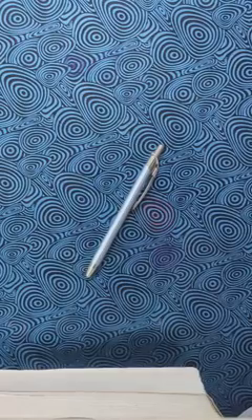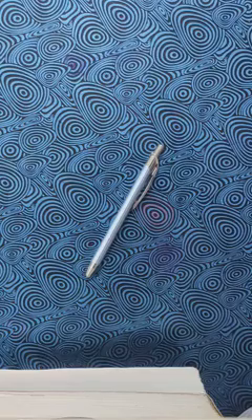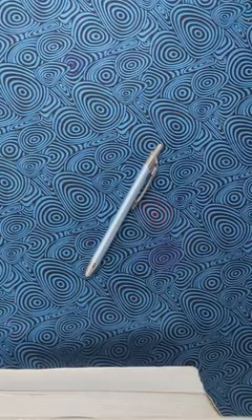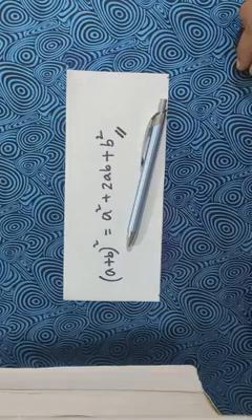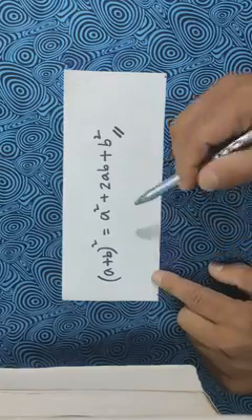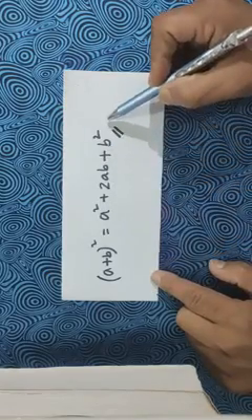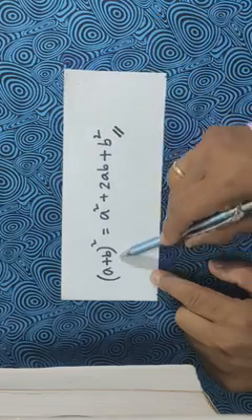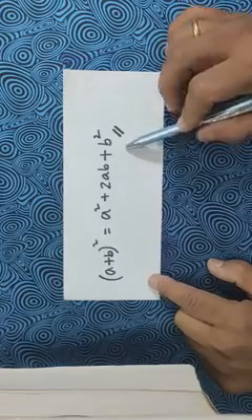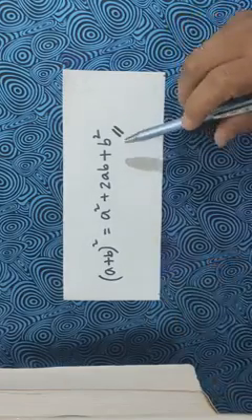Today in this activity session we are going to learn how to prove (a plus b) whole square by the activity method. Okay, so let's get ready. As you know, (a plus b) whole square is equal to a square plus twice ab plus b square, isn't it? So we are going to prove it today by the activity method, for which we will take a square cut piece of paper.